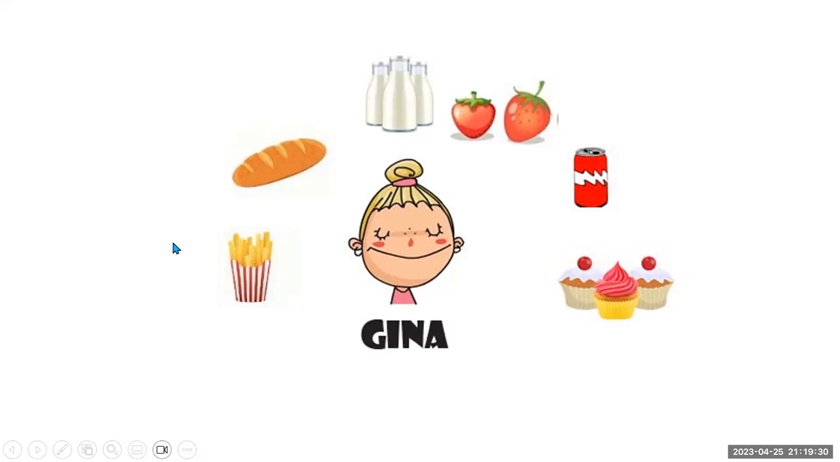Gina would like strawberries. Would like to eat. Some strawberries. Gina would like a dream meal. Okay, what about the bread and the potatoes? Gina would like soda. Would like to drink. Would like to drink soda. Okay, what else? Come on. Gina would like a bread. Would like to eat a bread.